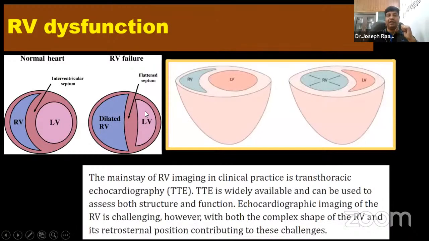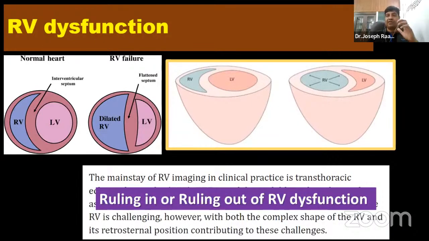So what are all the parameters, or indices, that will tell you that the RV is not functioning? Unlike the left ventricle, where we quantitatively assess function, here we are not assessing the RV function in detail. In fact, we are picking up whether RV dysfunction is there or not, that is, ruling in or ruling out RV dysfunction. For a focused or goal-directed echocardiogram, that is what is required.